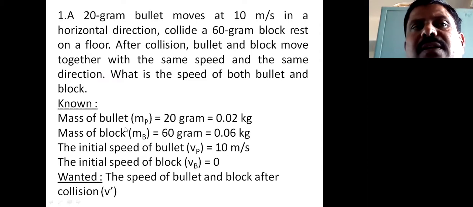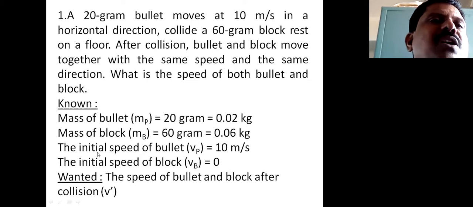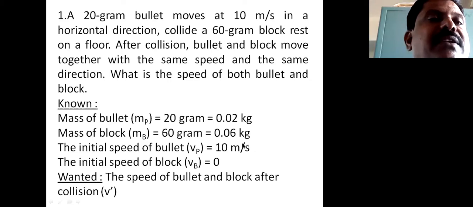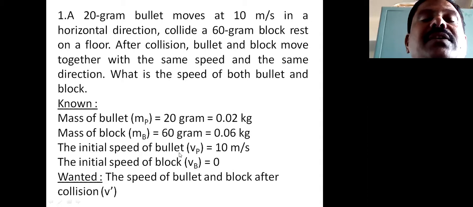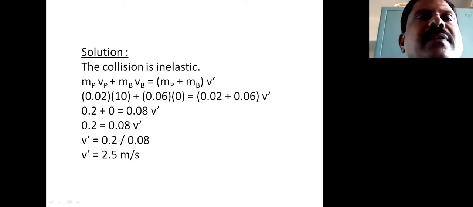The mass of the bullet is 20 gram, which in kg is 0.02 kg. Next, the mass of the block, M_B, equals 60 gram, that is 0.06 kg. The initial speed of the bullet, V_P, equals 10 meters per second, and the initial speed of the block is 0 because it is at rest. The speed of the bullet and block is to be calculated here.